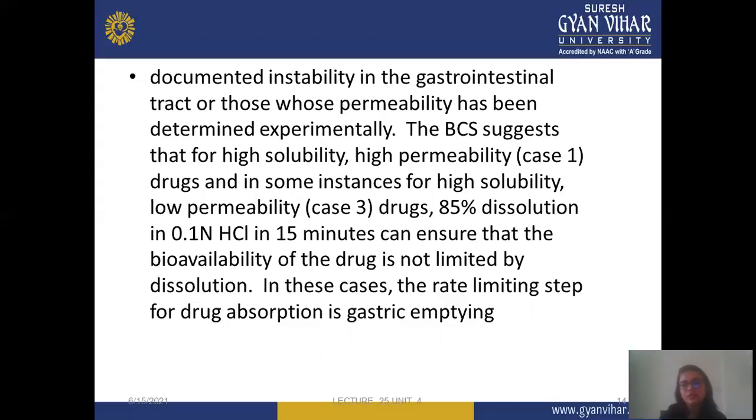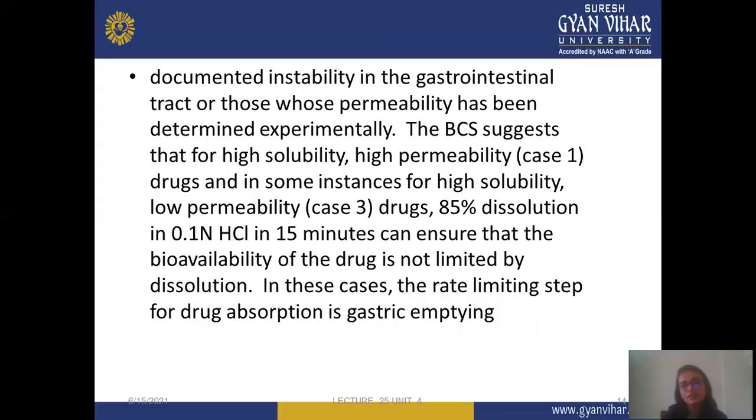This class 1 and class 3 are more good because in class 1 there is high solubility as well as high permeability, but in class 3 there is high solubility but low permeability. This type of class you can use for controlled release or sustained release formulation due to low permeability, but solubility is high, and you control your release rate according to the requirement.